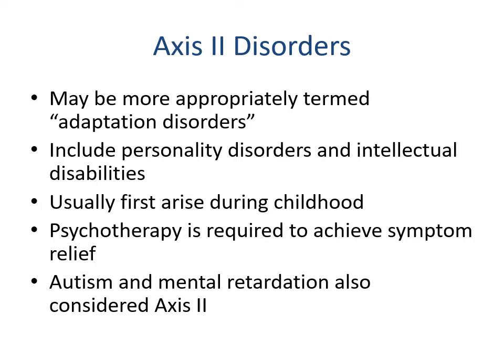So Axis 2 disorders may be more appropriately termed adaptation disorders. This includes personality disorders and intellectual disabilities. That is to say that there is no cure, there's no undoing them, but there is coping with them, right? And developing strategies or a lifestyle to manage them. These usually first arise during childhood. Psychotherapy is required to achieve symptom relief, so we're looking at treatment and how to change our own behavior. But it doesn't just go away. And autism and mental retardation are also considered to be Axis 2 disorders.